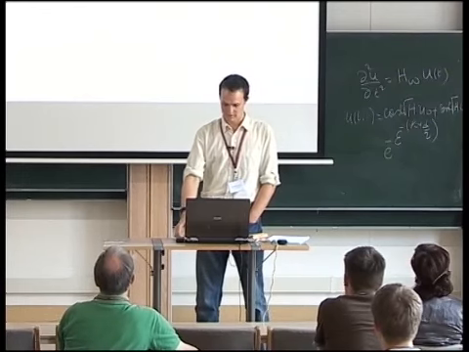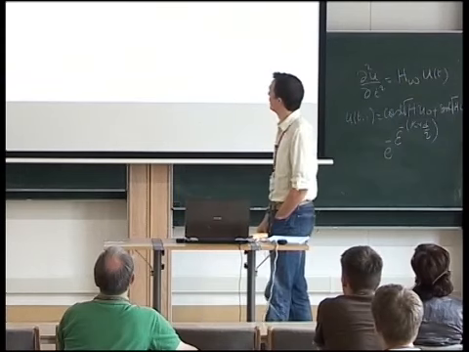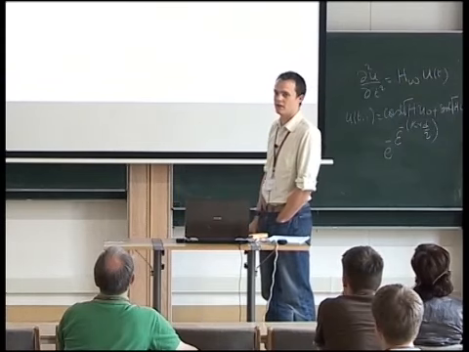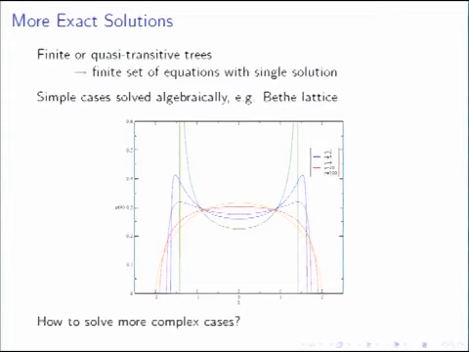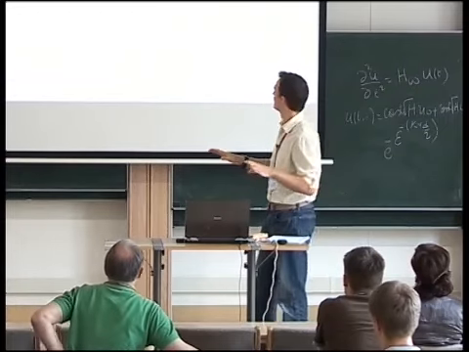We can solve exactly in some other situations. So a finite or a quasi-transitive tree has associated with it a finite set of these equations with a single solution. So simple cases can be solved algebraically. The example I've given here is the Bethe lattice, which locally looks like a Cayley tree, but we don't include the boundary, because a Cayley tree has an extremely large boundary, and we'd like to ignore that.